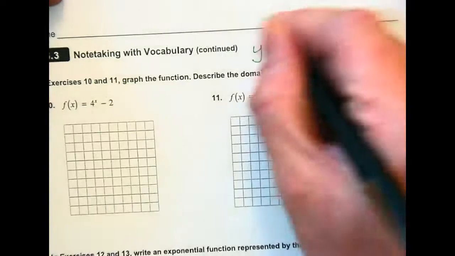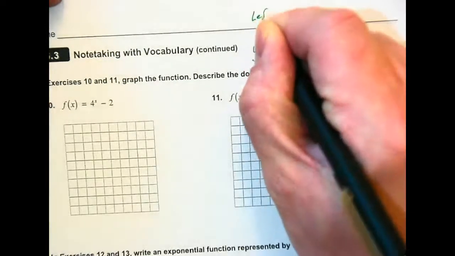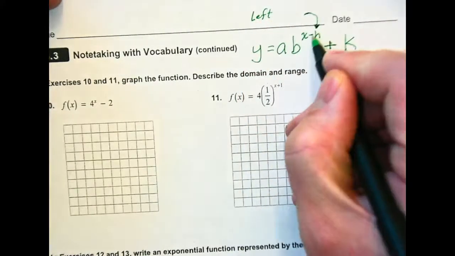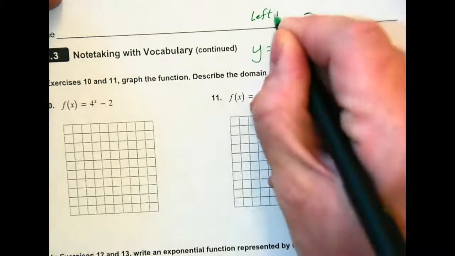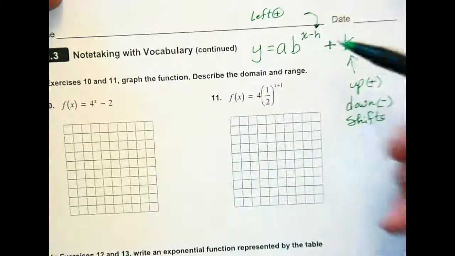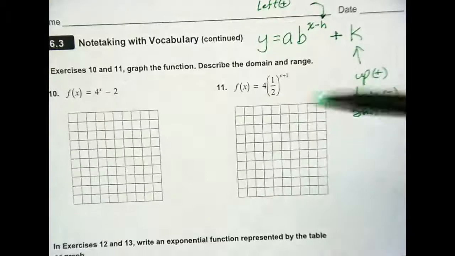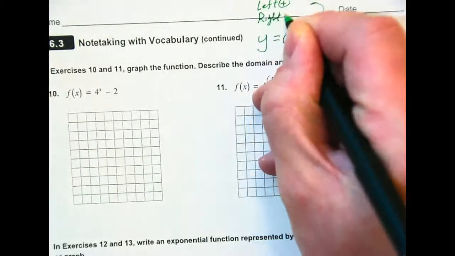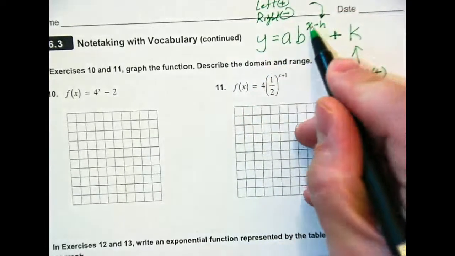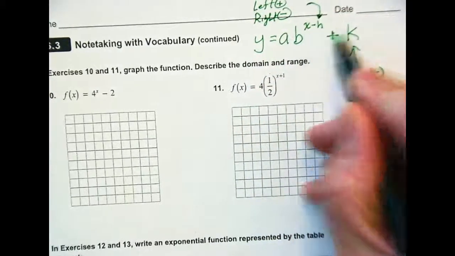Okay, H shifts left, right. It shifts left when H is what? Positive. It's kind of backwards. It shifts left when H is positive. So it goes that direction when H is positive. Shifts right when H is negative. Remember we talked about it being whatever makes this 0 in here.